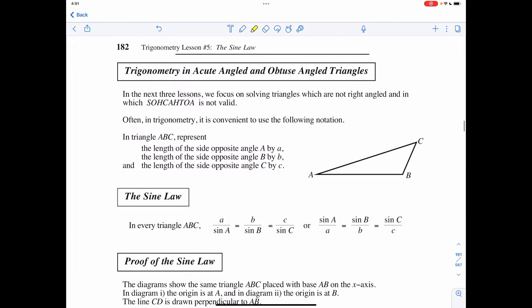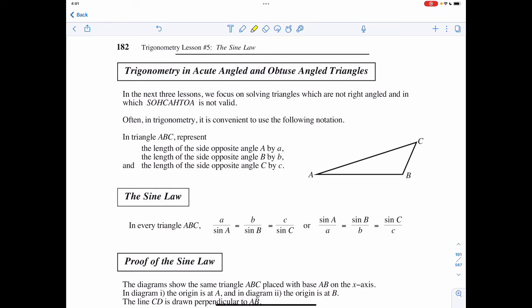Now, that did get me to the point that I needed, but it was a very long process to get there. Sine law is going to speed up that process, and it's also going to help us when we don't have the measurements for the right angle triangles.